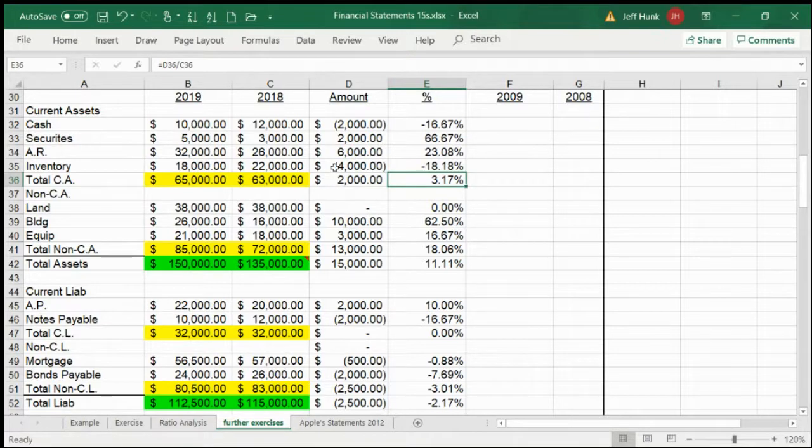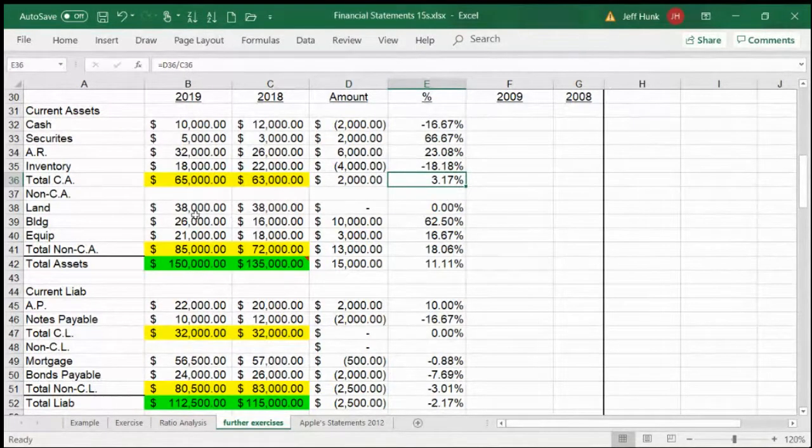So look at the total and look at the inventory. Inventory went down by 4,000. So what does this mean? This is a good thing. You made all these inventories were sold, right? If they are all finished goods, they got sold, and they contributed to this increase in accounts receivable, right? Now, eventually, the total current assets increased by 2,000, right? So that was a 3.17% increase in your working capital, right? Of course, that's a good thing.